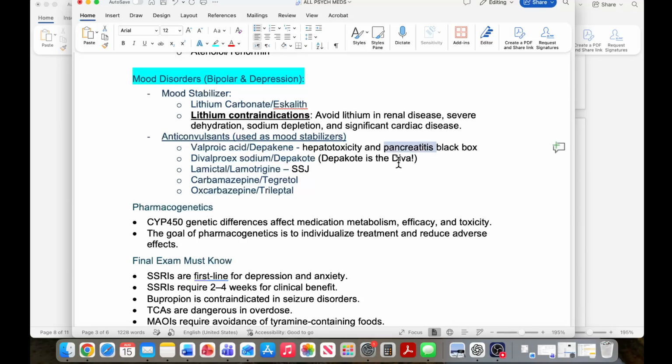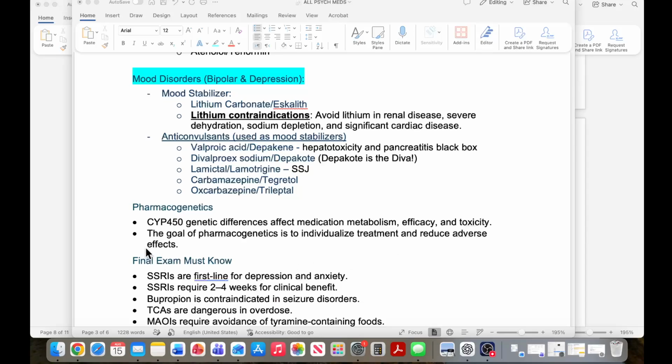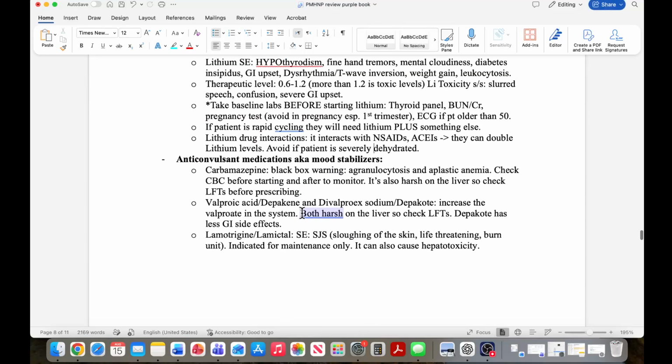What about pancreatitis though? Let's look it up. So yes, apparently they both cause pancreatitis. See what I mean? Sometimes these books don't have all the information.